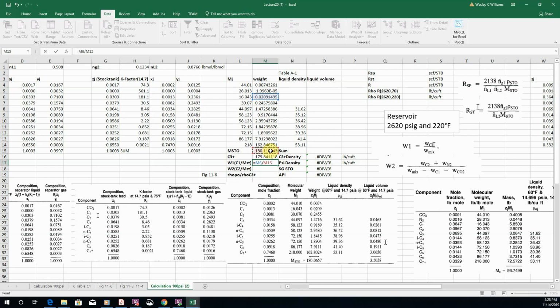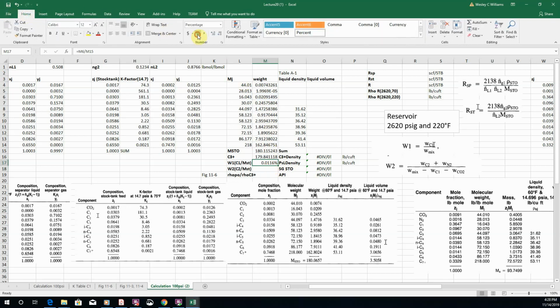So that's this guy. And that gives us a percentage. And I already had that formatted to show percentage. You can do that if you're curious. You can do that right here. That turns the percents on and off.